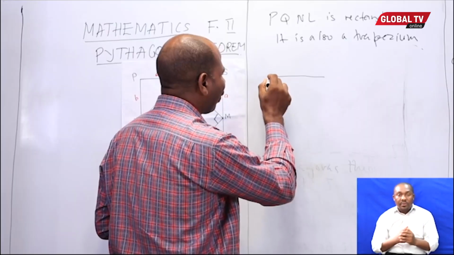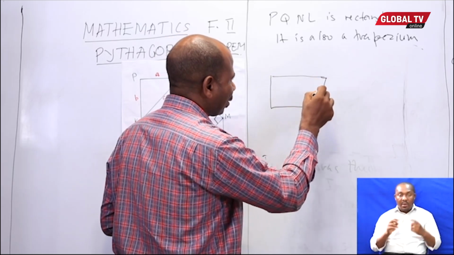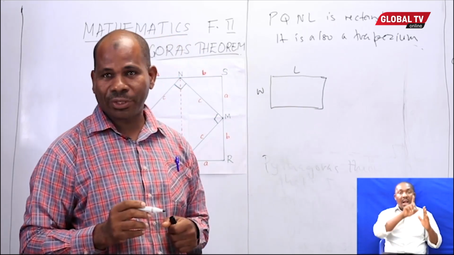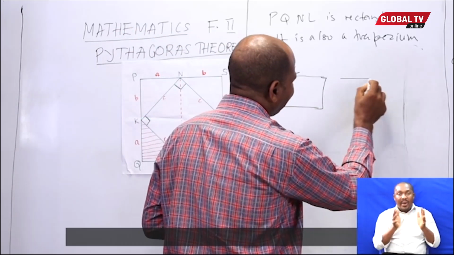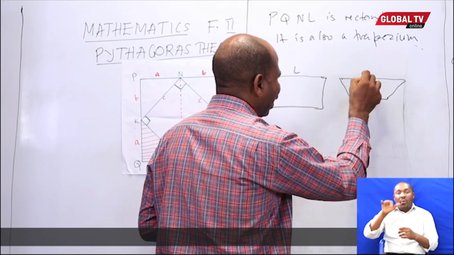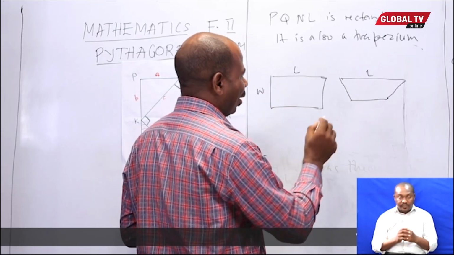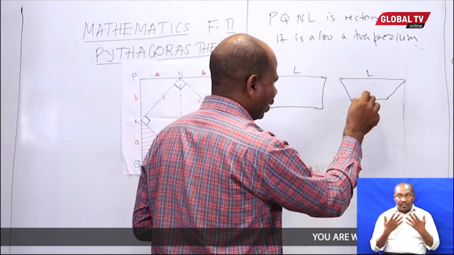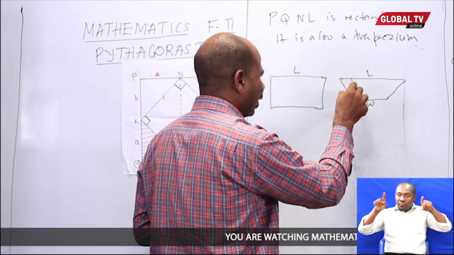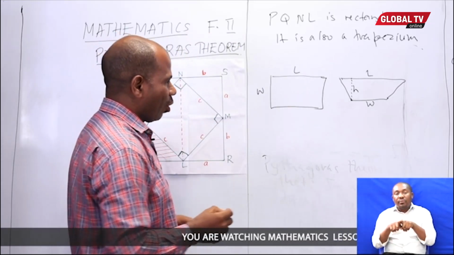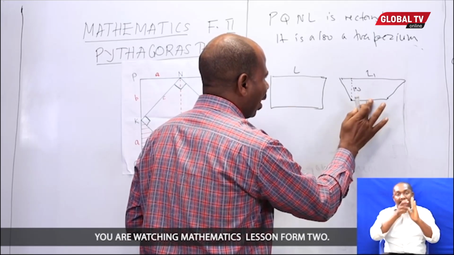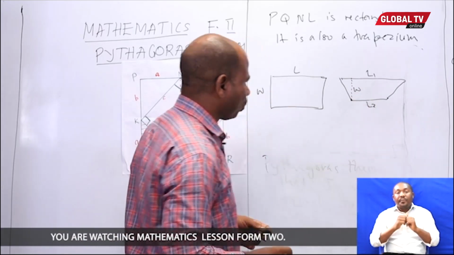Assume we have a rectangle like this with length L and width W. And also we have a trapezium like this with base L, and let us say base 2 is W. And there is always a height, whatever you say. Or you can change it: this can be W, and this is length 1, and call the other length 2.